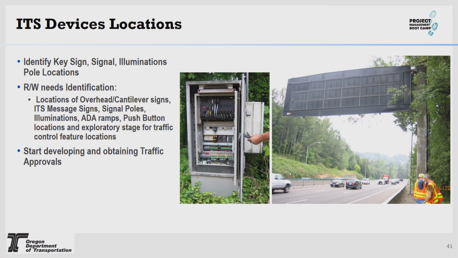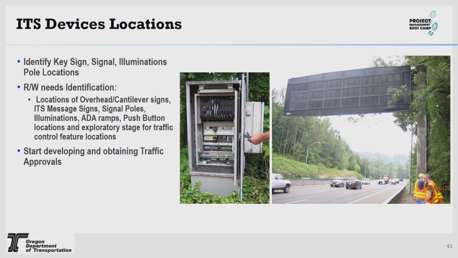For the ITS device locations, we need to know in advance where they will be located, because without knowing them, we don't know the footprint. Many of those ITS devices could be overhead bridge or cantilever structures. And the earlier we know the impact and the location, the better informed we will be, because we have to prepare all this information to get ready before DAP.